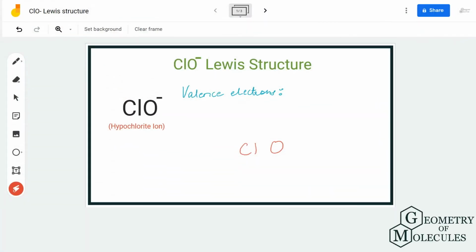Hi guys, welcome back to our channel, and in today's video we are going to look at the Lewis structure for ClO minus ion. It is the chemical name of hypochlorite, and to determine its Lewis structure we are first going to look at the number of valence electrons for this molecule.